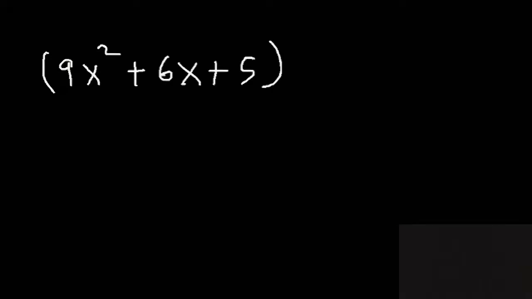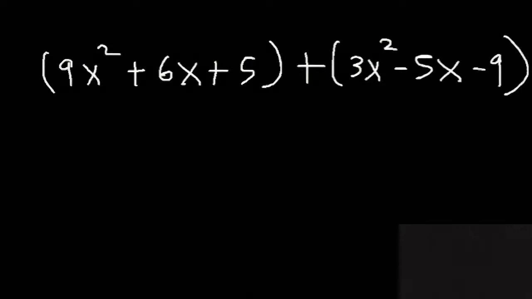Try this one. Let's say if you have 9x squared plus 6x plus 5 plus 3x squared minus 5x minus 9. So notice that we can add 9x squared and 3x squared. They're like terms, so that's going to be 12x squared.